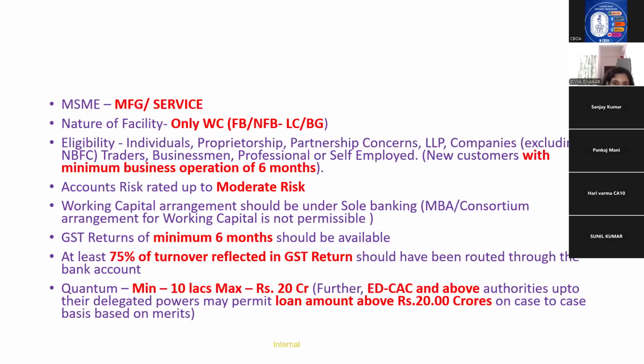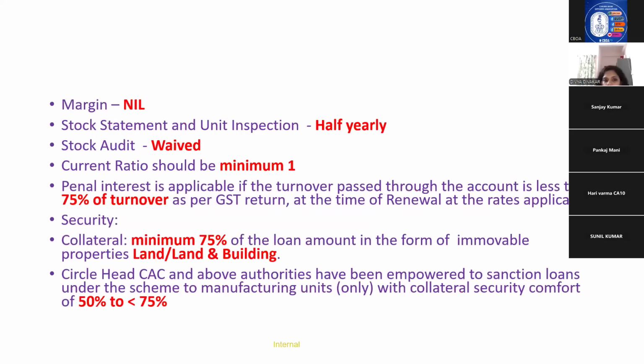GST return of minimum 6 months should be available. At least 75% of the turnover reflected in the GST return should have been routed through the bank account. Quantum minimum 10 lakh, maximum 20 crore. EDCAC and above can permit beyond 20 crore also.